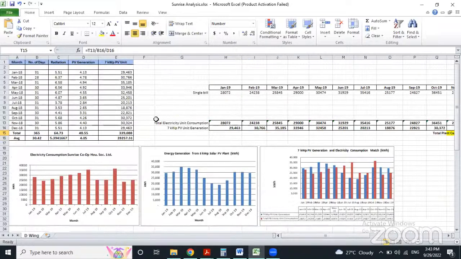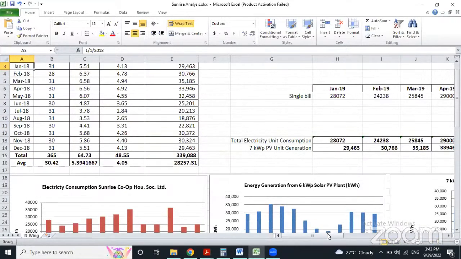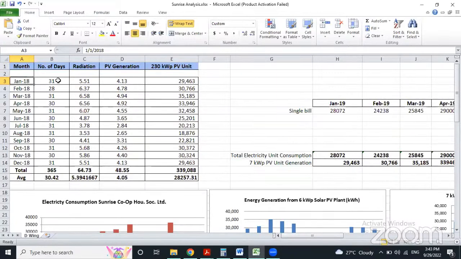Coming to the units generation. Now a 230 kilowatt plant, how much will be the generation? How to do that? Simple. Take the annual monthly data from January to December. As you can see over here, I'll just zoom it. So from January to December, write all the months, number of days in that month, radiation. This is the radiation that you will get from Meteonorm software. You can do this homework.